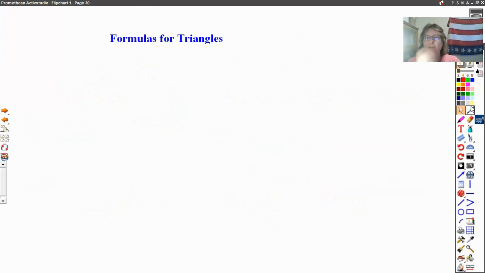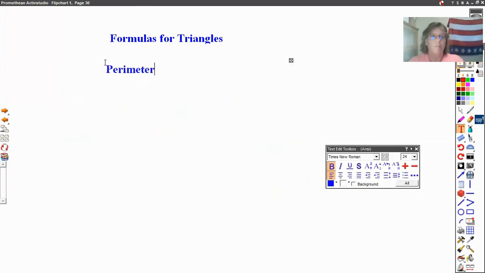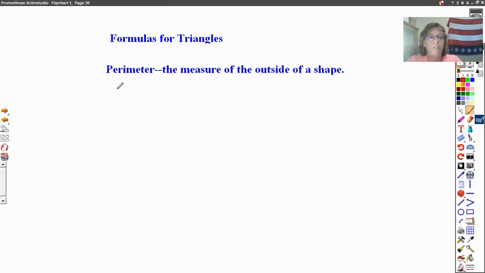And then next we have the formulas for triangles. And so the first one, of course, is perimeter again. And the perimeter is the measure of the outside of a shape. And so it's the exact same idea. Just for a triangle, it's going to look a little different. So I'll draw a triangle right here. And so it's going to be that measure of side 1, here's side 2, and here's side 3.